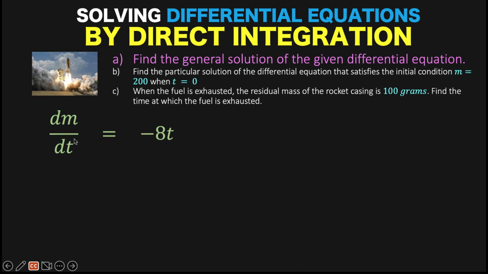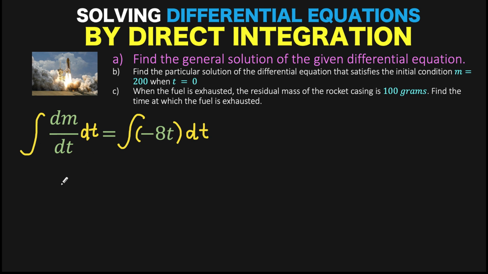So we are given this differential equation, dm over dt is equal to negative 8t. In letter A, we would like to find the general solution of the given differential equation. So we would like to find the value of the function m of t that satisfies this differential equation. So using direct integration, we take the antiderivative of both sides of the equation. So the left side is the antiderivative of negative 8t dt. So our differential here is with respect to time. And the rate at which the mass decreases depends on the time in seconds.